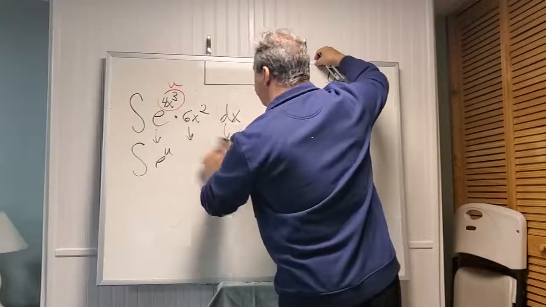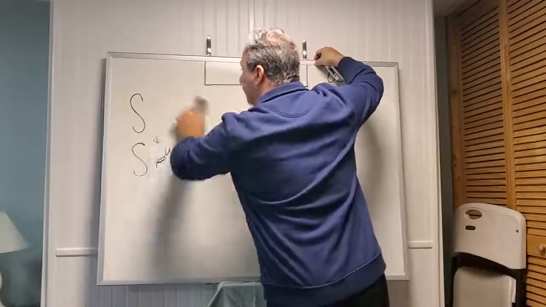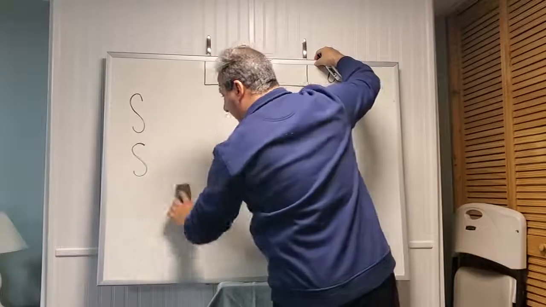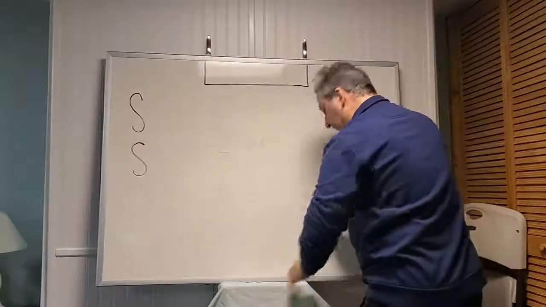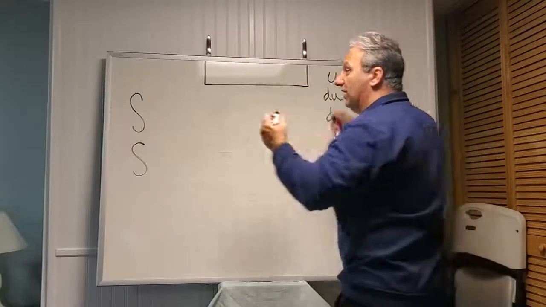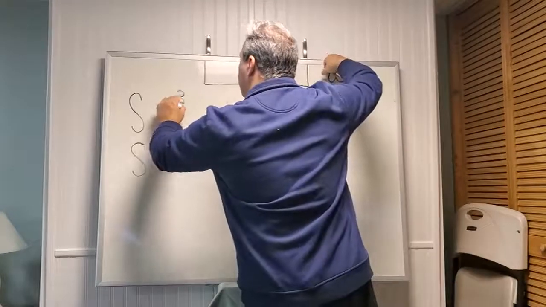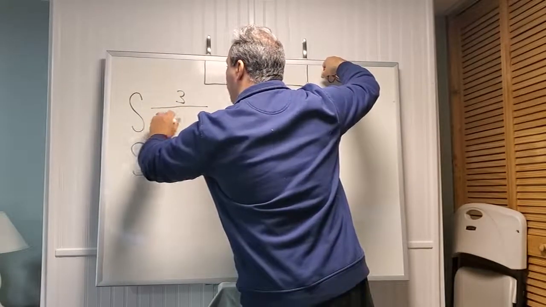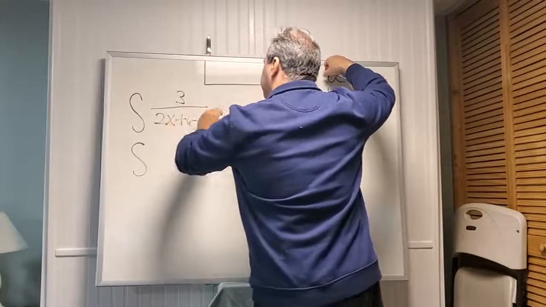So now we're going to go off script a little bit. We worked on the exponential. Now, let's look at the log. What do you mean by the log? Well, let's check it out. If you have 3 over 2x plus 6 dx.